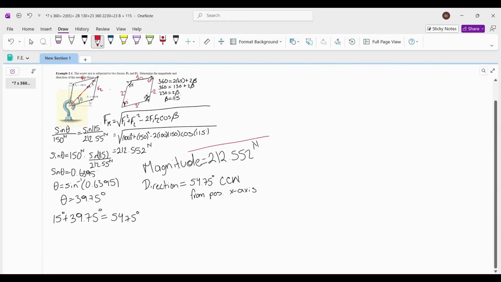So this right here is our answer for example 2-1. The screw eye is subjected to two forces, F1 and F2, and we were able to determine the magnitude and the direction of the resulting force.